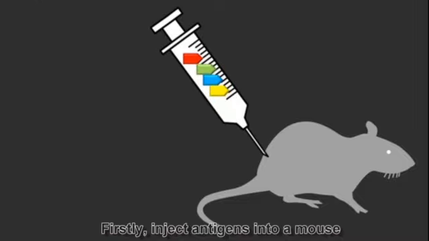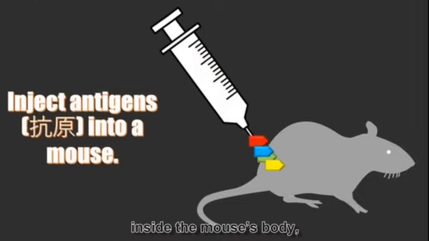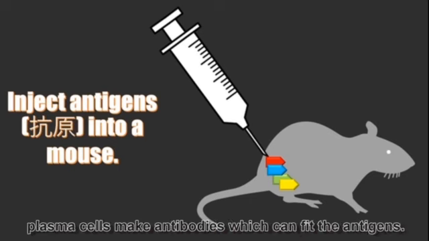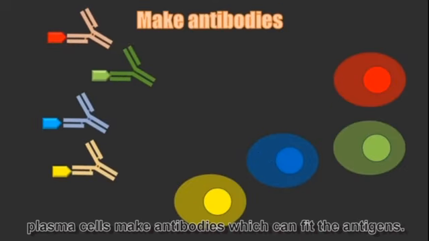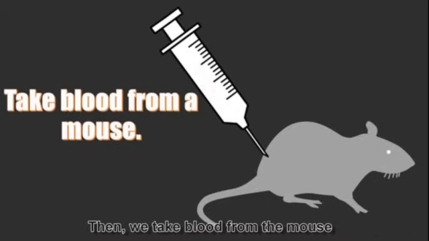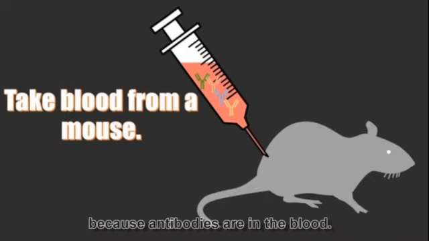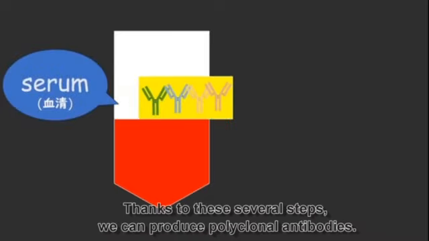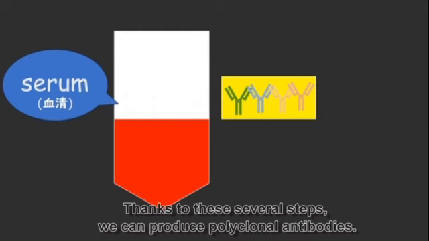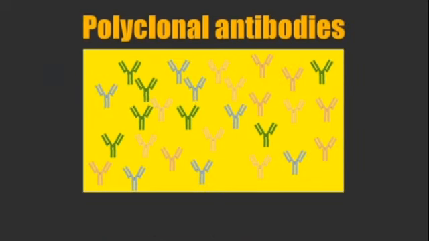Firstly, inject antigen into a mouse. Inside the mouse body, plasma cells make antibodies which can fit the antigen. Then, we take blood from the mouse because antibodies are in the blood. Next, we separate blood into serum and clots. Thanks to these several steps, we can produce polyclonal antibodies.